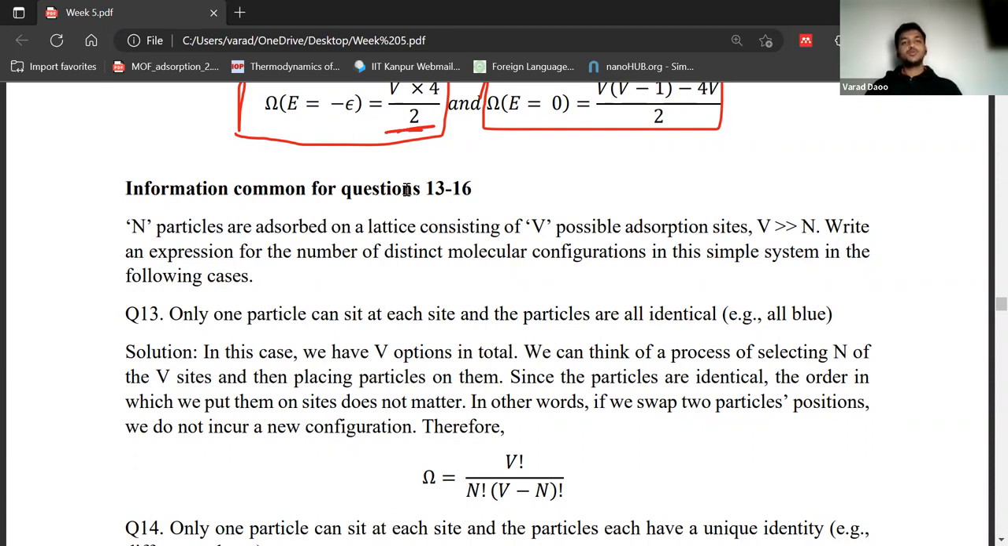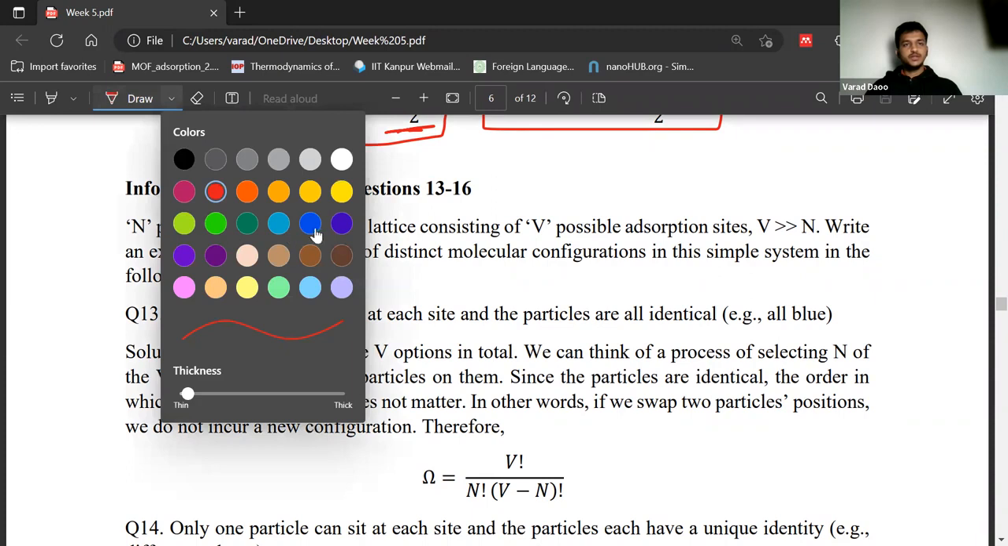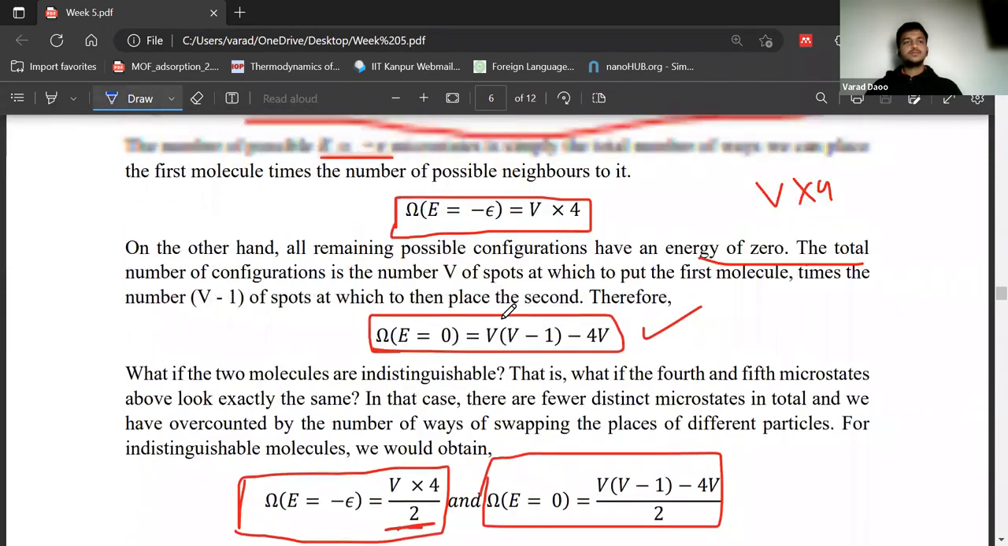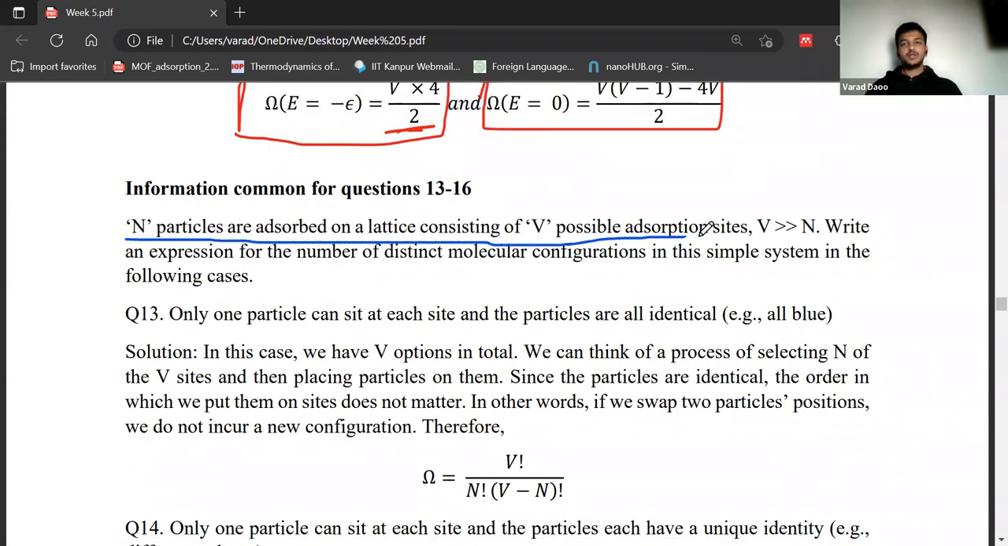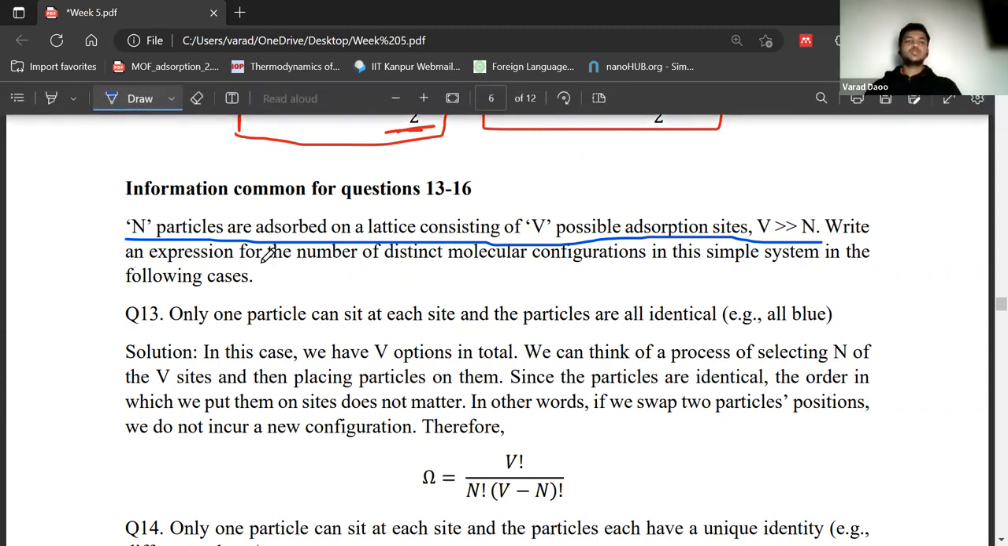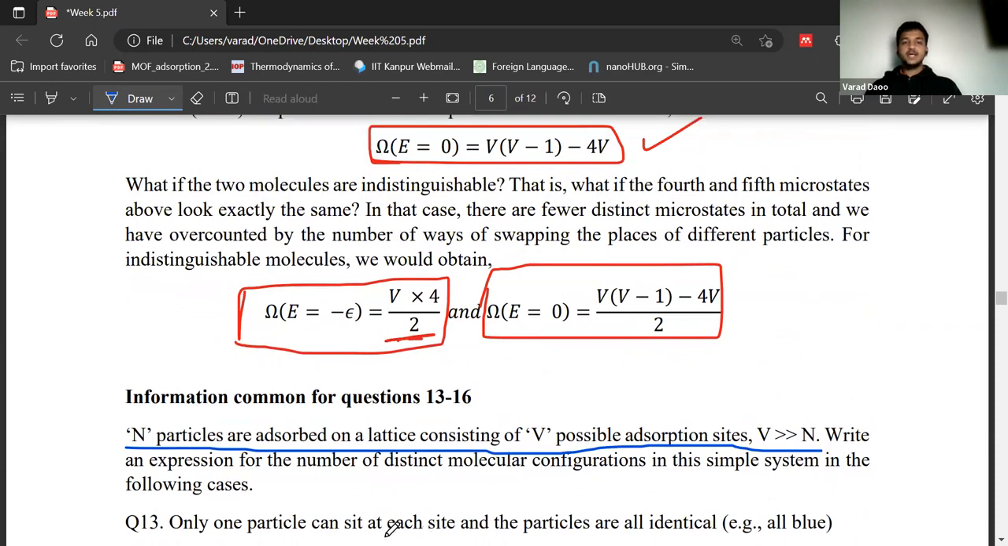Okay, so this question is common. The information for this question is common for questions 13 to 16. So what is the question? Let me change the color. So n particles are adsorbed on a lattice consisting of B possible adsorption sites, given that the number of molecules is very small compared to the number of lattice sites. Write an expression for the number of distinct molecule configurations in the system in the following cases. Only one can sit at each site, and the particles are all identical.